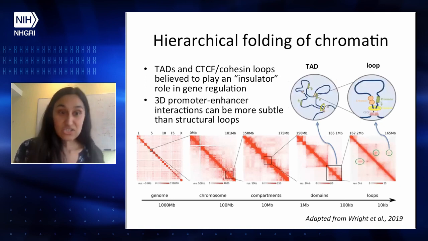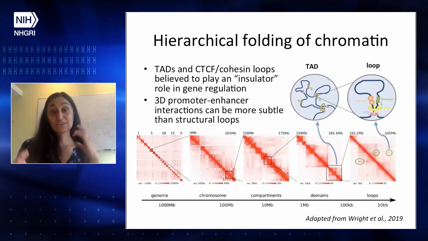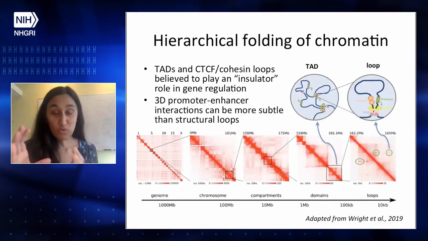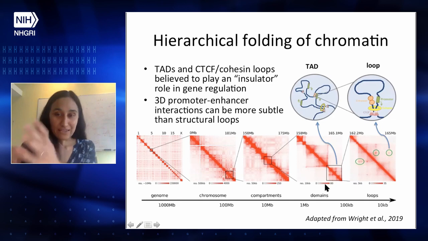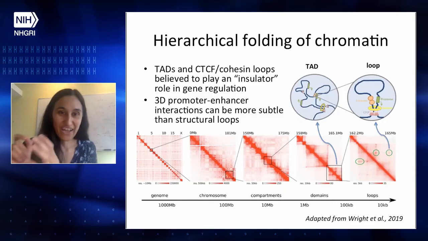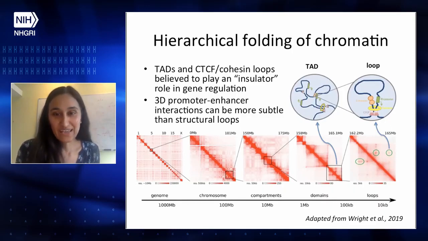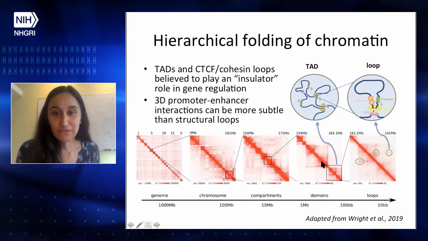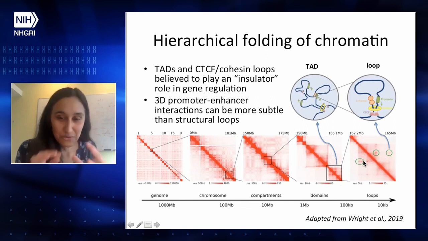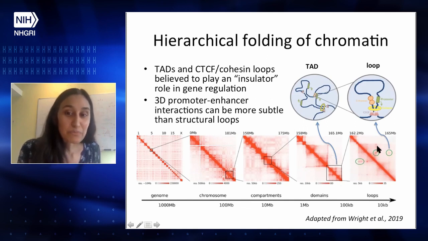All right, and we can look at these contact matrices at different scales, at a genome-wide scale or chromosome-wide, but we're more interested in these domain level and loop level and individual promoter enhancer interaction level information. Okay, so if you zoom in to these maps close enough, you can see organization like topologically associated domains, and within these TADs, you can see some loops between genomic loci.